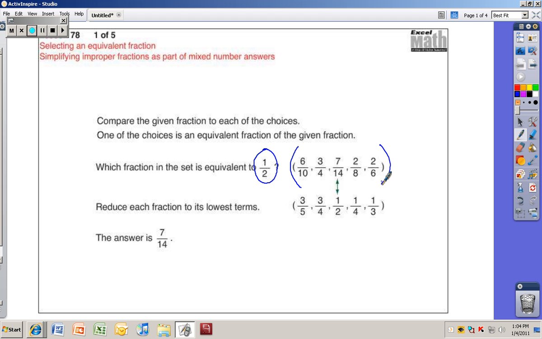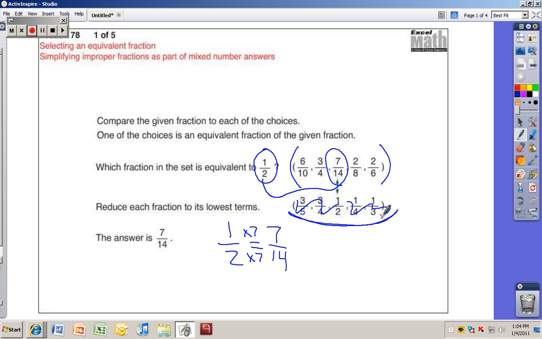You do not need to do what they've done here, which is to change every fraction into its simplest form. All you need to do is prove to me that 1/2 is equal to the fraction that you choose, which in this case is 7/14. So really the only work you would show is something like this. 1/2 is equal to 7/14 because you multiply 1 times 7 and 2 times 7 to get the 7 and the 14. Again, you don't need to do all this work right here. Just show how the two fractions are equal.